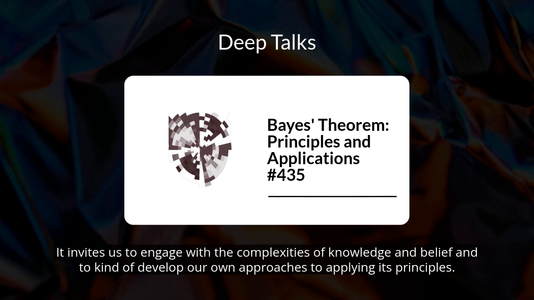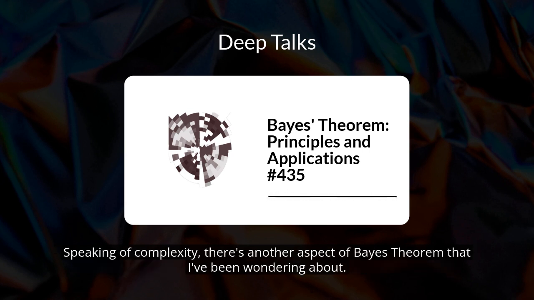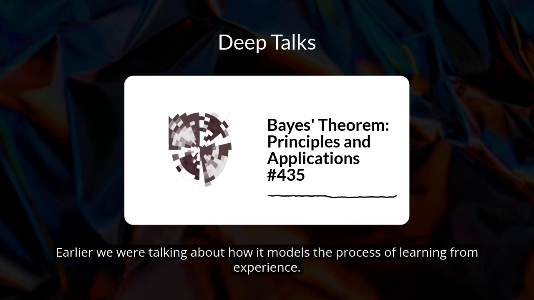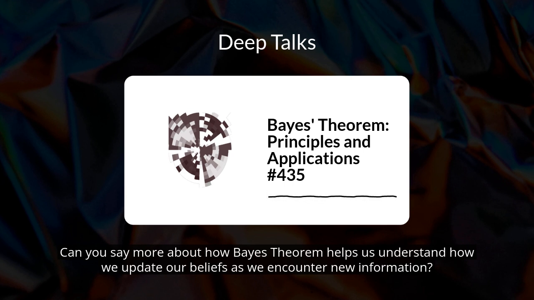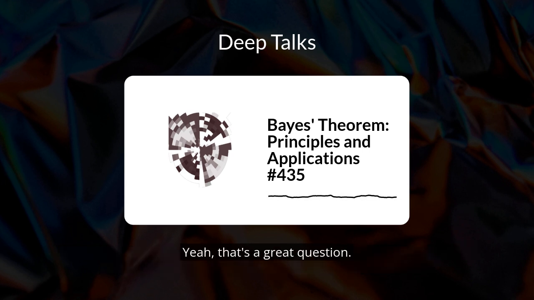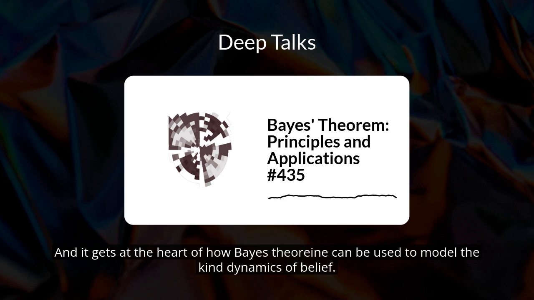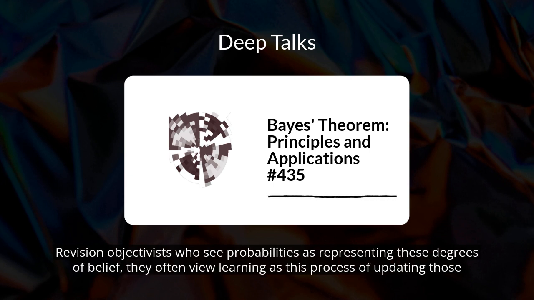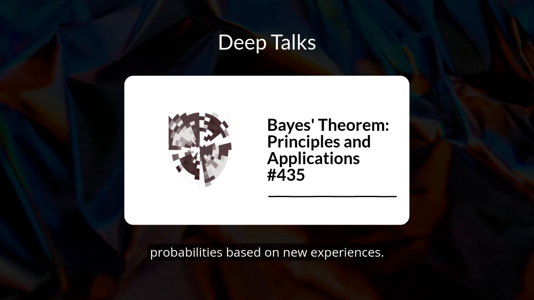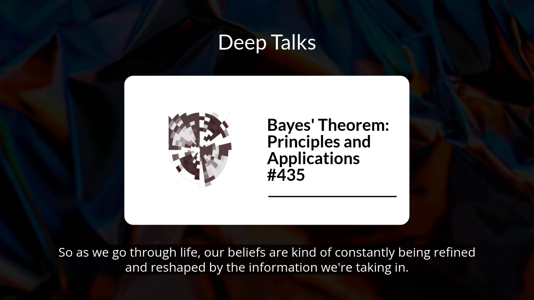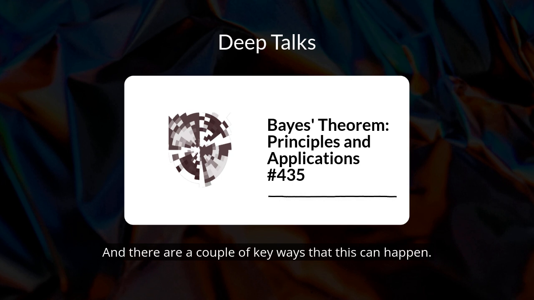Speaking of complexity, there's another aspect of Bayes' theorem that I've been wondering about. Earlier, we were talking about how it models the process of learning from experience. Can you say more about how Bayes' theorem helps us understand how we update our beliefs as we encounter new information? That's a great question, and it gets at the heart of how Bayes' theorem can be used to model the dynamics of belief revision. Subjectivists, who see probabilities as representing degrees of belief, often view learning as a process of updating those probabilities based on new experiences. So, as we go through life, our beliefs are constantly being refined and reshaped by the information we're taking in. Exactly.